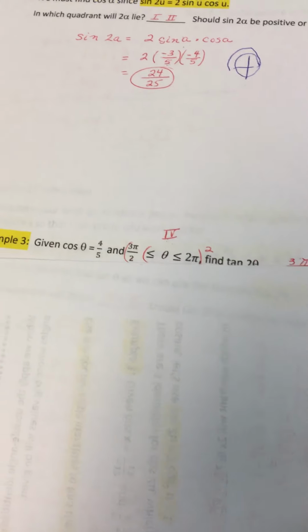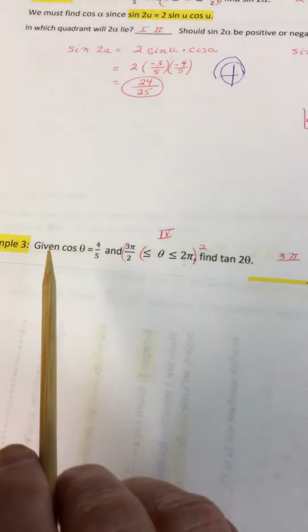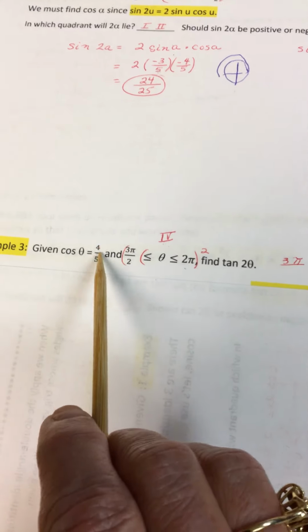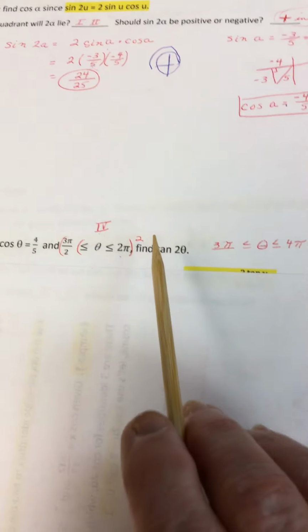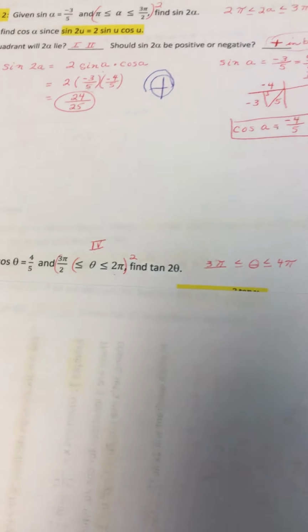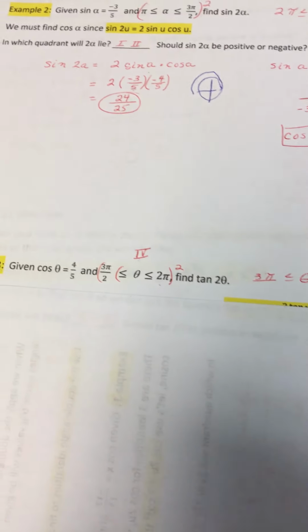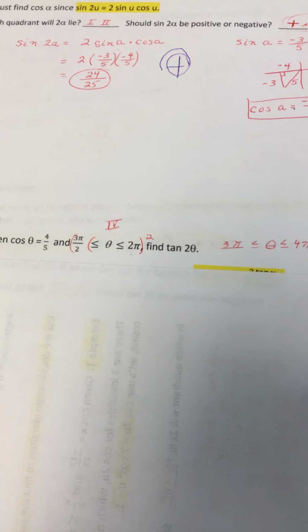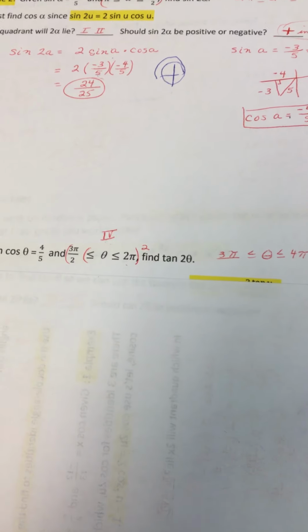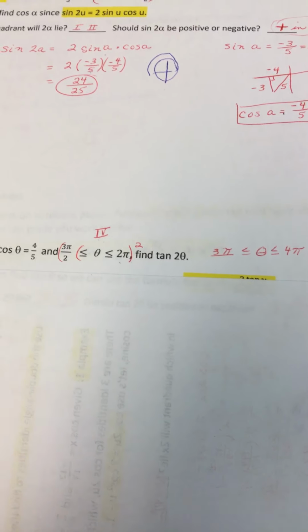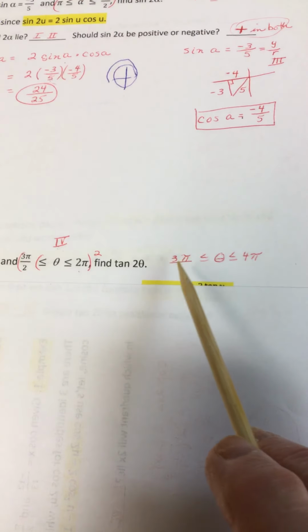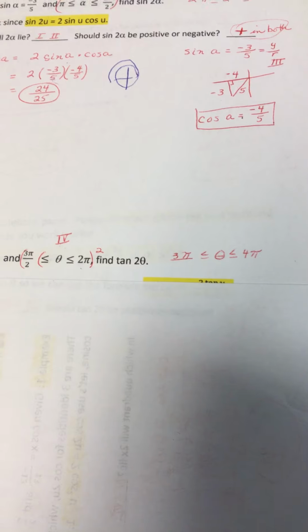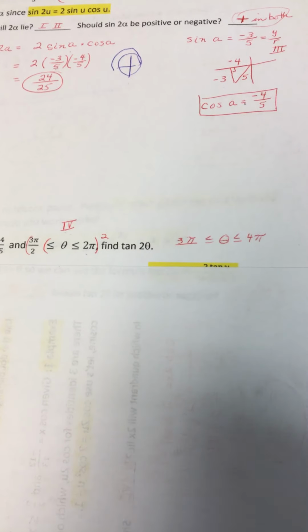In our next example, we're being asked to use the cosine of an angle theta, which is 4/5, to find the tangent of that angle doubled. The original angle was in the fourth quadrant between 3 pi over 2 and 2 pi. So that means if I double the angle, I'm doubling the interval as well. So now my angle would be lying between 3 pi and 4 pi.